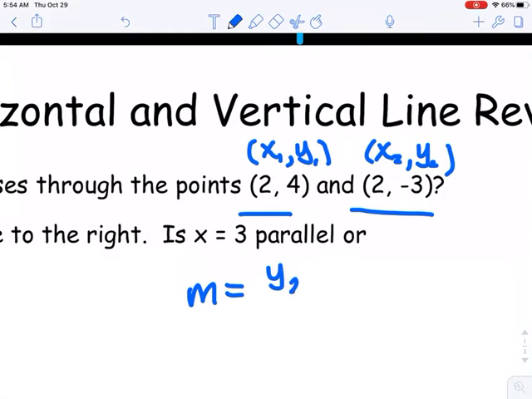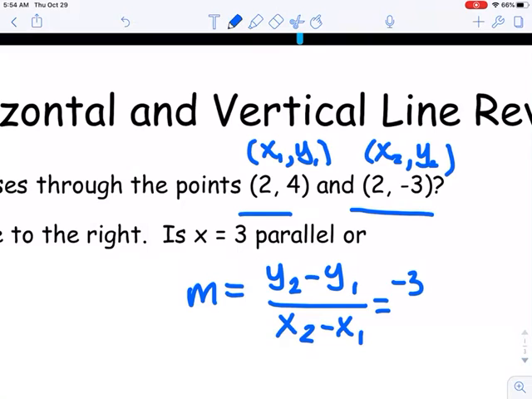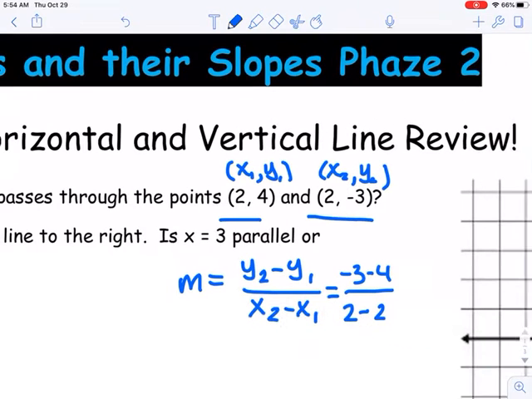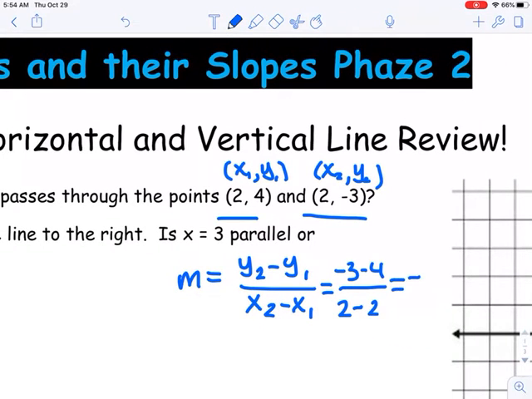Slope is used as m, not really sure why, but I go along with it. It's y sub 2 minus y sub 1 over x sub 2 minus x sub 1. We said y sub 2 was negative 3, y sub 1 was 4, so it's going to be negative 3 minus 4, and then 2 minus 2. Interesting. All right. Negative 3 minus 4 is negative 7. 2 minus 2 is 0.